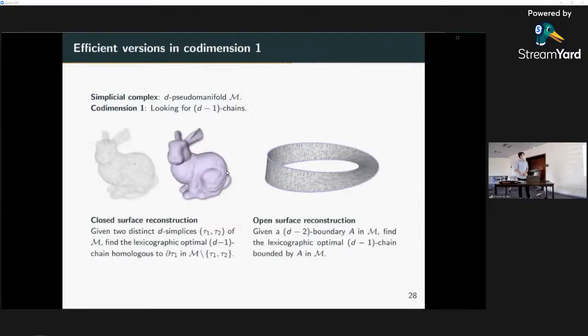So there are 2 versions that we're going to be looking at. The first is a closed surface reconstruction algorithm, where we are going to give as input 2 tetrahedra in 3D and find the lexicographic optimal 2-chain that is homologous to the boundary of one of those tetrahedra in the complex where we've removed those 2 simplices. In the open surface reconstruction, we're going to give as input the boundary here in purple, and find the lexicographic optimal chain that is bounded by this boundary.